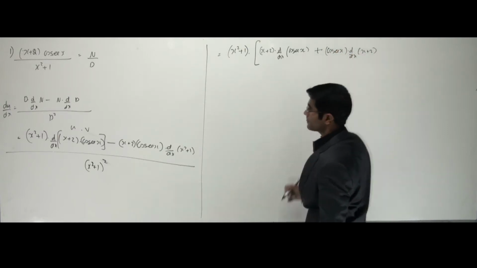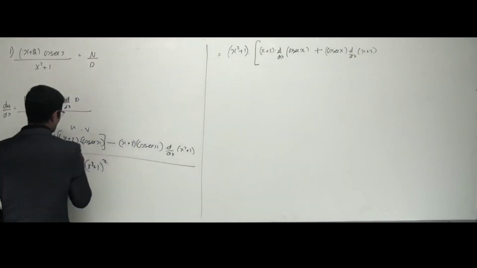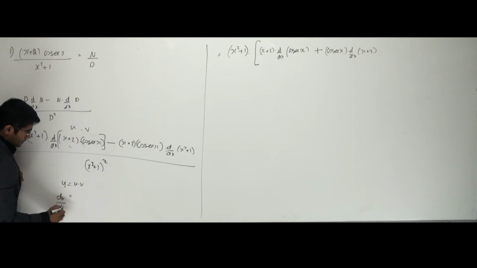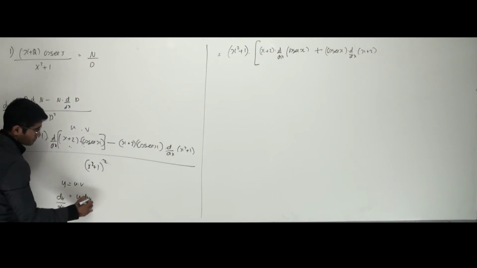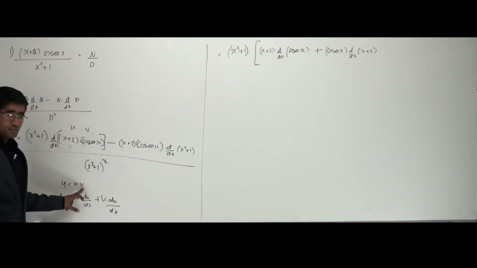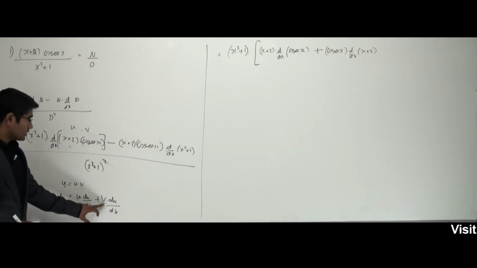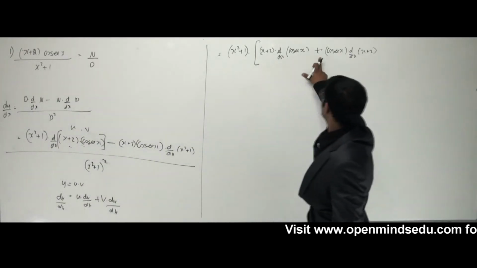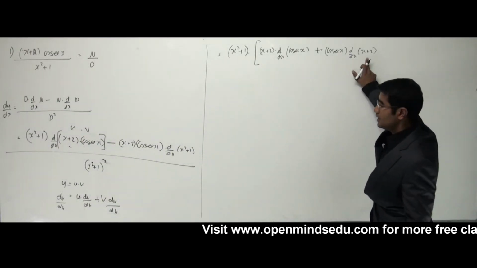Why am I doing this? I can see here it looks like uv rule. So I can say that if y is equal to u into v, the answer is what? dy by dx is what? I can take u into dv by dx plus v into du by dx. So it means what? If I have two functions coming up together, keep the first function, differentiate the second guy, plus keep the second guy, differentiate the first guy. That's it. So I'm using the same thing. First guy differentiate second, plus second guy differentiate the first. That's it. Now that part is done.